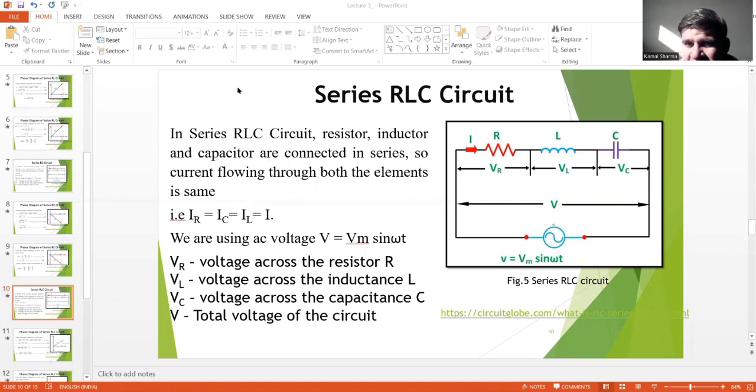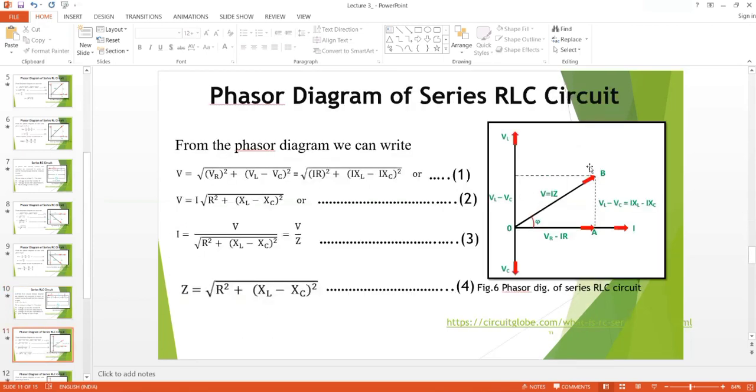Otherwise, in series also the voltage won't be the same. In parallel, the voltage would be the same. So you can say IR is equal to IC is equal to IL. See, over here you will have VR, this is your VL, and this is IZ. So naturally, when I talk about the resultant, it would be VL minus VC. So Z would be the root of R square plus XL minus XC whole square. That is very, very important.